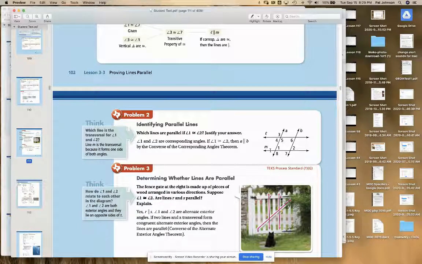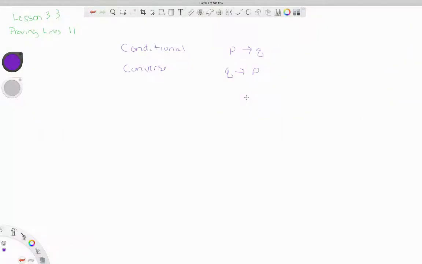But 2 is not part of that group of 8 angles. If we use B, then 1 is not part of that group of angles. So we flip this and use A and B as our parallel lines, and then use line M as a transversal. So basically what we're doing is we're rewriting this to look like this. So we're using lines A and B.